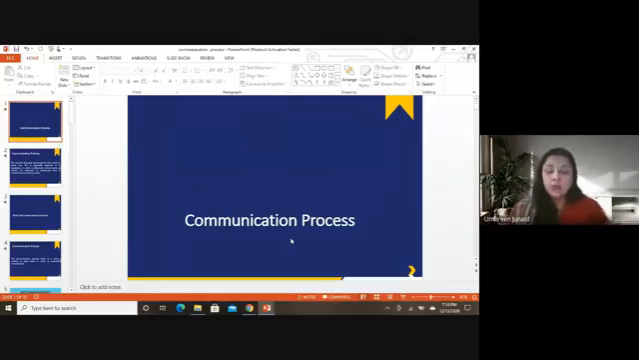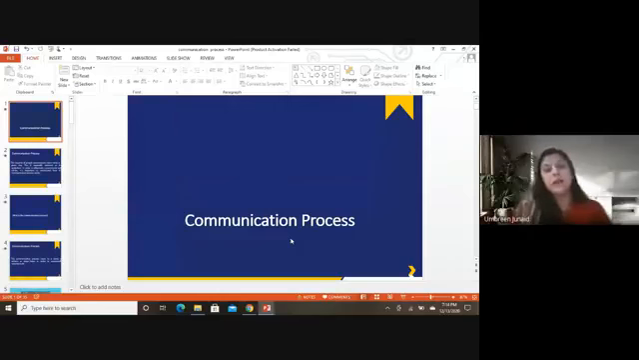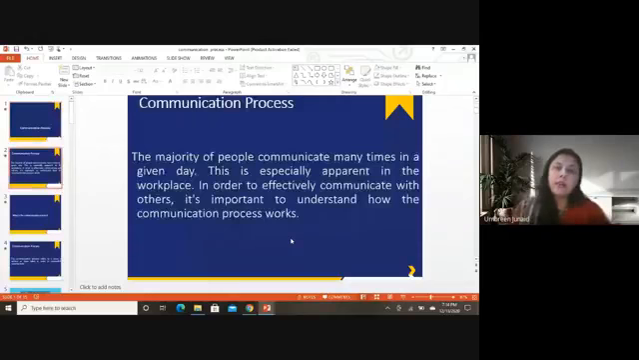So that means the process that is taking place all the time has to be looked at, to see how it is taking place. We have to give it a little concentration, and see and check what is that process that we actually go through when we are communicating with others. The majority of people communicate many times in a given day. This is especially apparent in the workplace. In order to effectively communicate with others, it's important to understand how the communication process works.